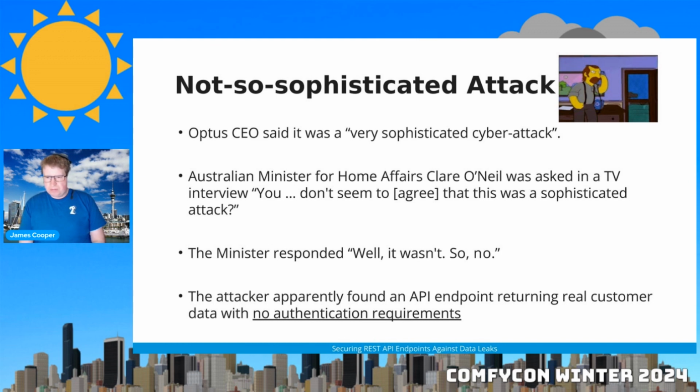Just outright, blatantly said that, which is pretty much as close as you're going to get to a minister openly slagging someone off and calling them dishonest and incompetent. Apparently what had actually happened was that this attacker had found an API endpoint returning real customer data with no authentication requirements whatsoever. So that was how they got it, which of course is not a sophisticated attack, it's pretty much the direct opposite.